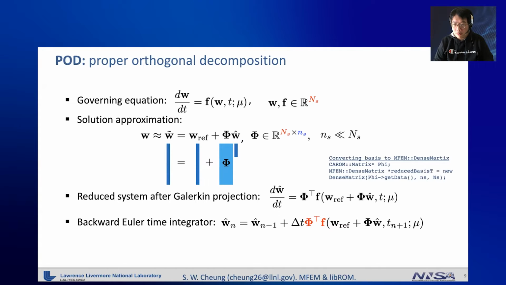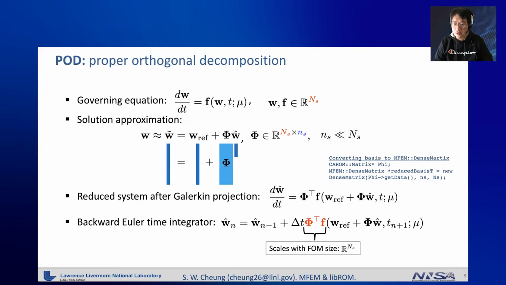The matrix multiplication here means we need to do some MFEM actions on the basis vectors. This can be achieved by converting the basis we get from libROM to an MFEM dense matrix. We should emphasize here that the basis is defined in the global domain, in contrast to the local degrees of freedom as usual in MFEM. So everything looks good so far.